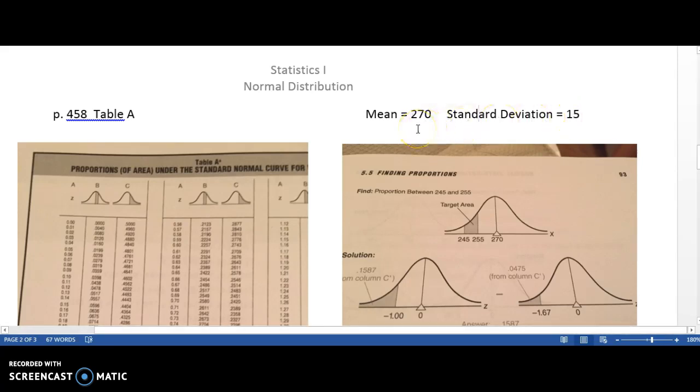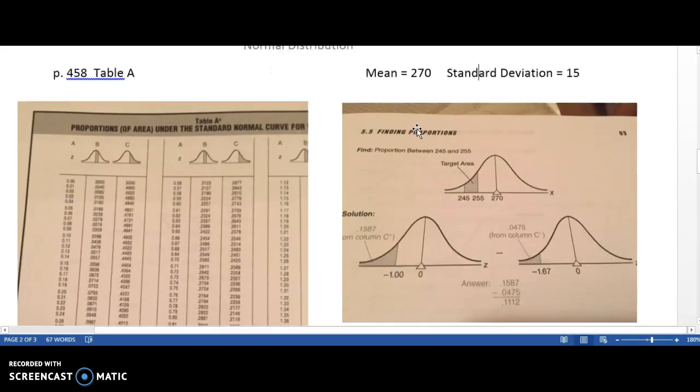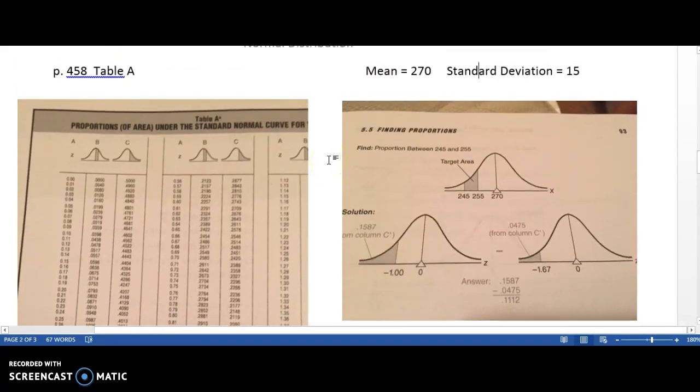Likewise, if I had a score of 240, for example, 240 is 30 points below the mean, or 2 standard deviations below the mean, and therefore the Z-score would be a negative 2.0. Now, to continue on with this, and again, this is a brief overview. This is not meant to be an exhaustive explanation of this chapter.